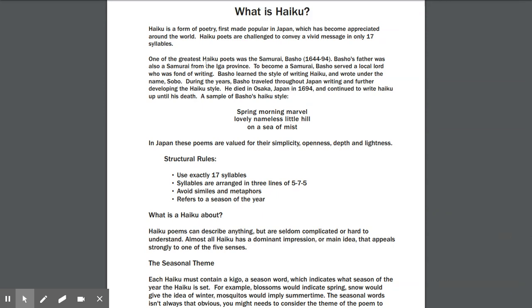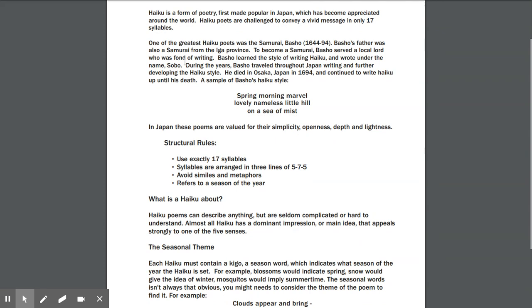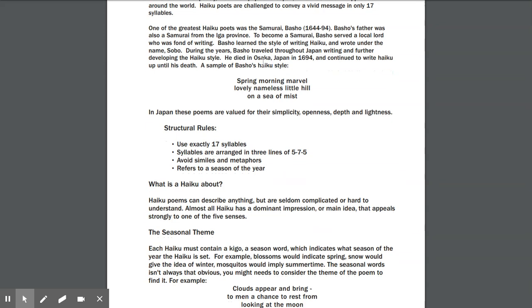One of the greatest haiku poets was the samurai Basho. Remember him from our reader? Basho's father was also a samurai from the Iga province. To become a samurai, Basho served a local lord who was fond of writing. Basho learned the style of writing haiku and wrote under the name Sobo. During the years, Basho traveled throughout Japan writing and further developing the haiku style. He died in Osaka, Japan in 1694 and continued to write haiku up until his death.